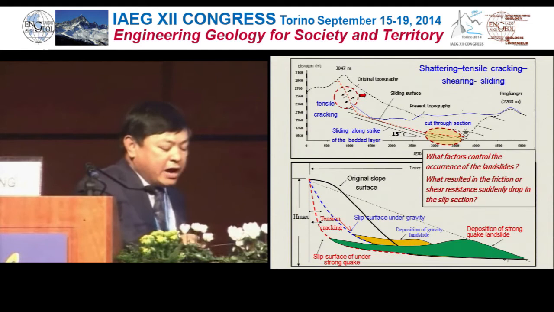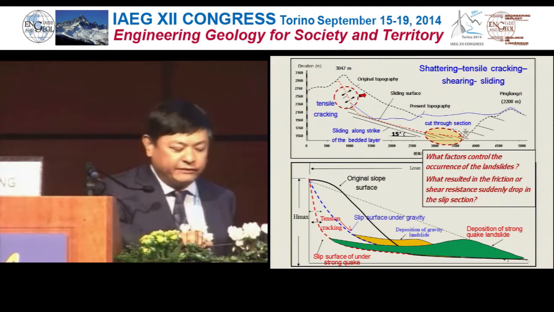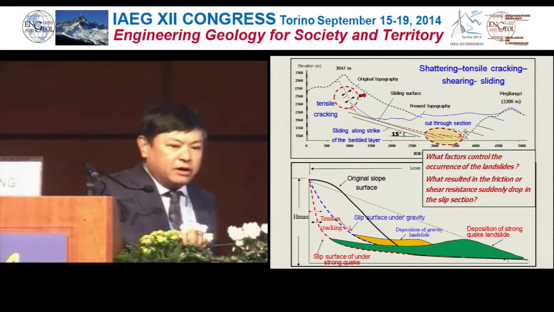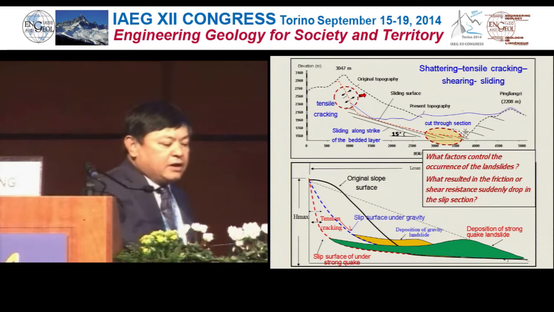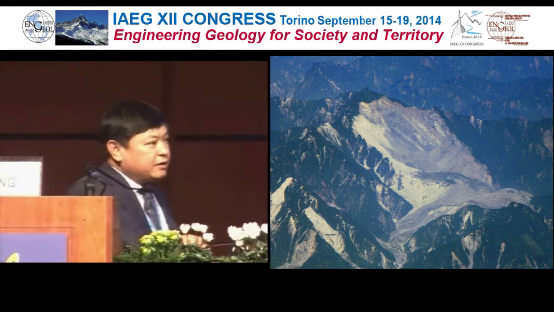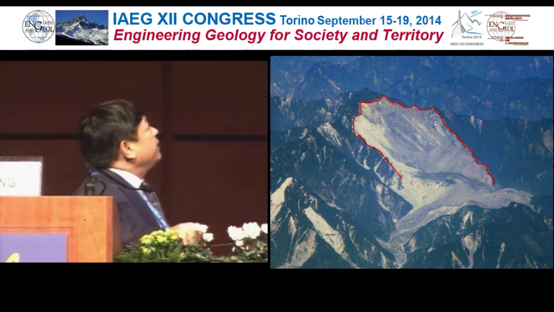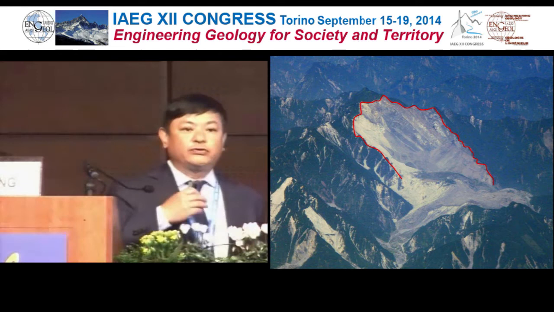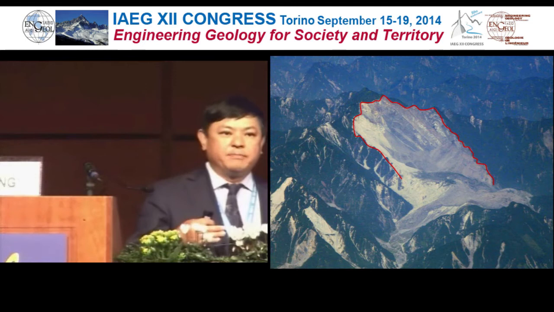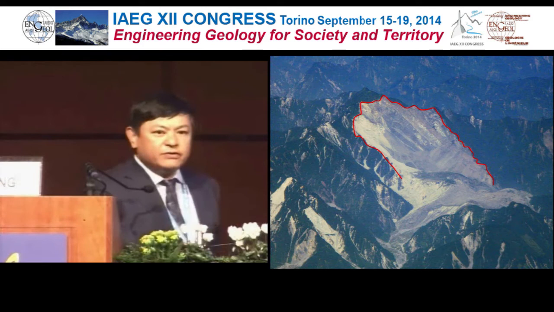So we have the following questions: what factors control the occurrence of such kind of landslide? And what results in the friction or shear resistance suddenly dropping in the slip zone? So, firstly, let's see the boundary of the landslide. Actually, the boundary is always along the ridge line of the mountain. So, of course, we think the slope structure, the rock bedding, is the most important controlling factor. But we find another one is the topography. It's a very special topography for this kind of landslide.